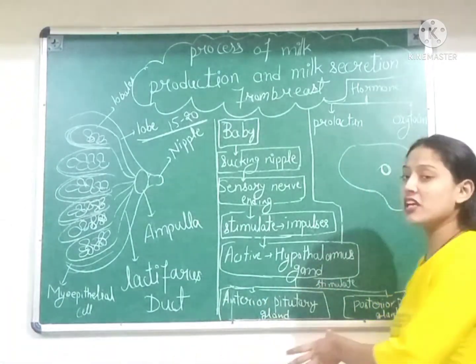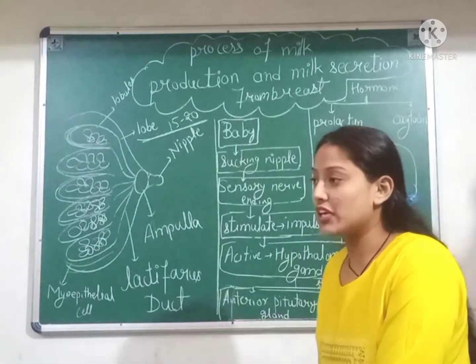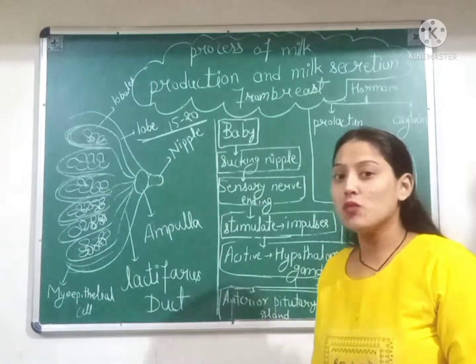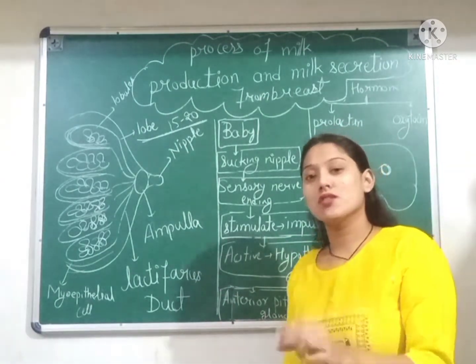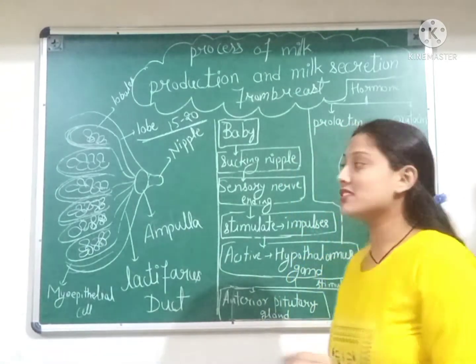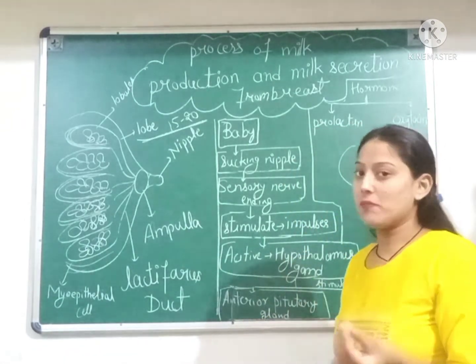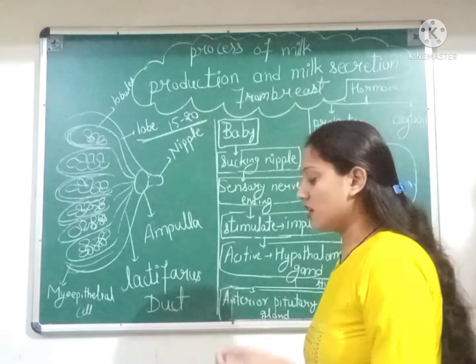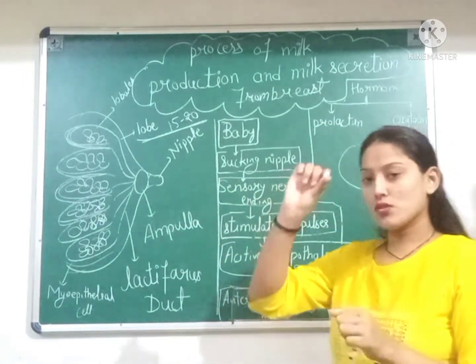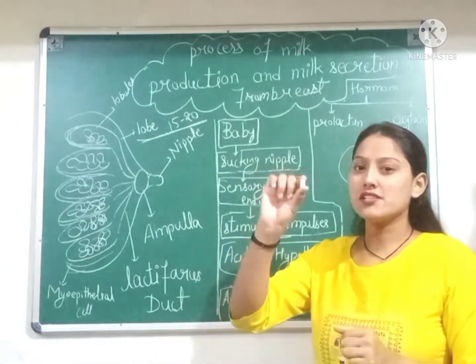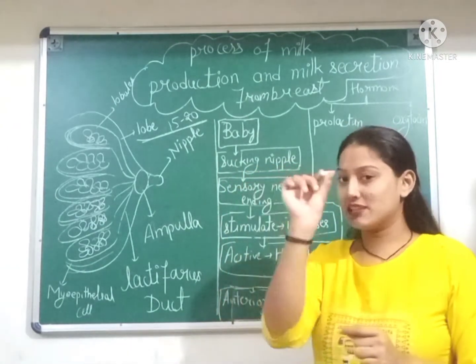And what are the anterior pituitary gland and the posterior pituitary gland? I hope you know what a pituitary gland is. The pituitary gland is also called the master gland. The pituitary gland is a pea-shaped structure. If I draw it with the chalk here, you can easily understand the pituitary gland is like this.